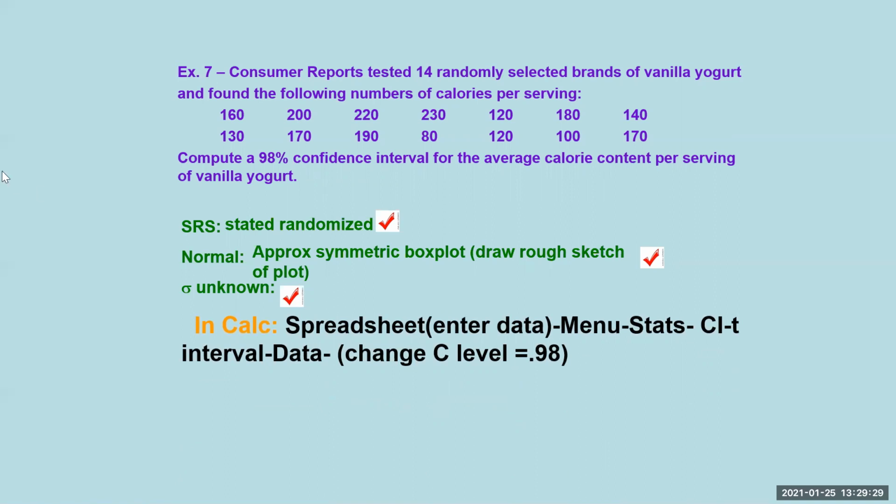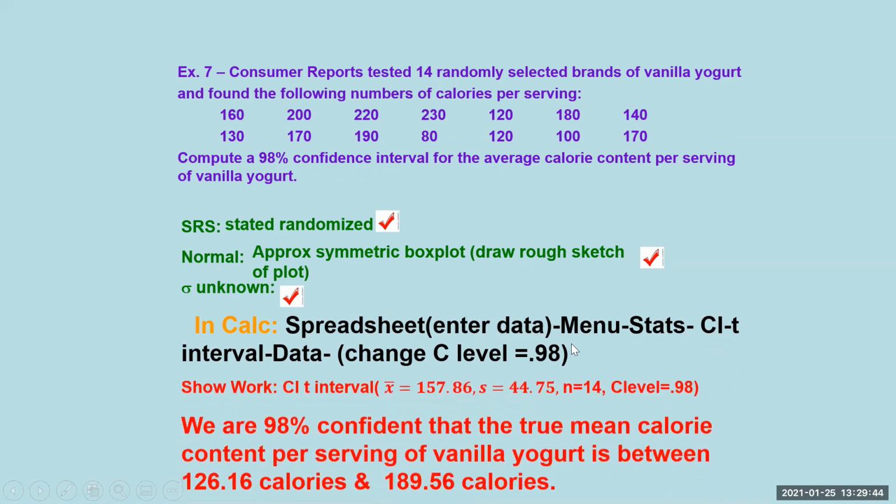So input all the data values into your list in spreadsheets. Go to menu, stats, confidence interval, t-interval. Again, change to 0.98 because we're finding a 0.98 confidence level. And showing your work, again, you'll have to get these values from the actual output. The calculator output will tell you the sample mean and the sample standard deviation. So that's how you have to look at it for your showing work calculator. And then finally, you must end with a sentence. We are 98% confident that the true mean calorie content per serving of vanilla is between 126.16 and 189 calories.